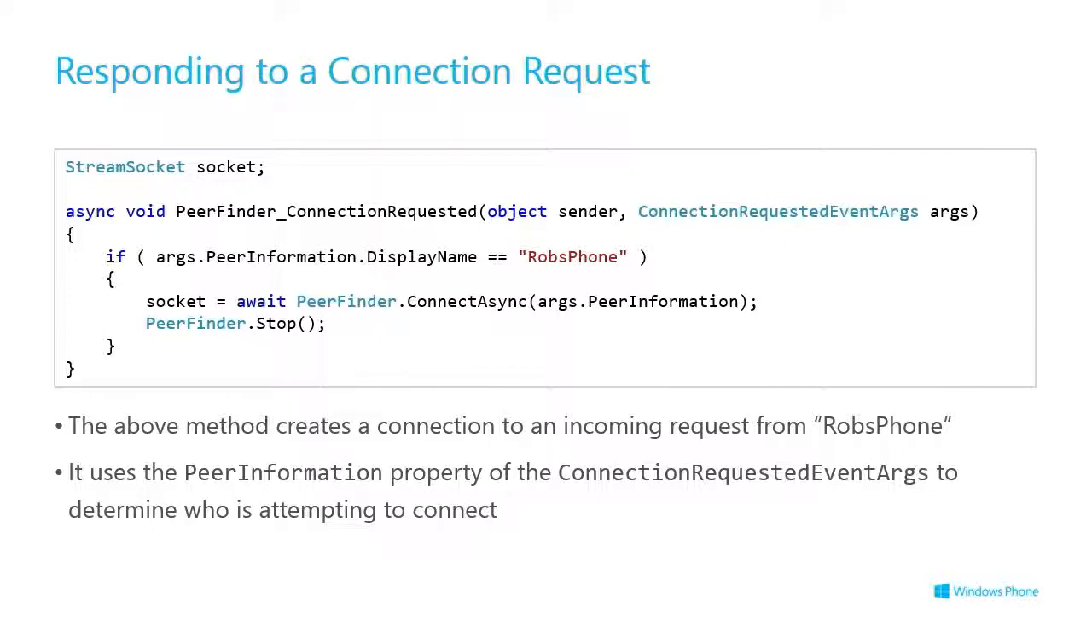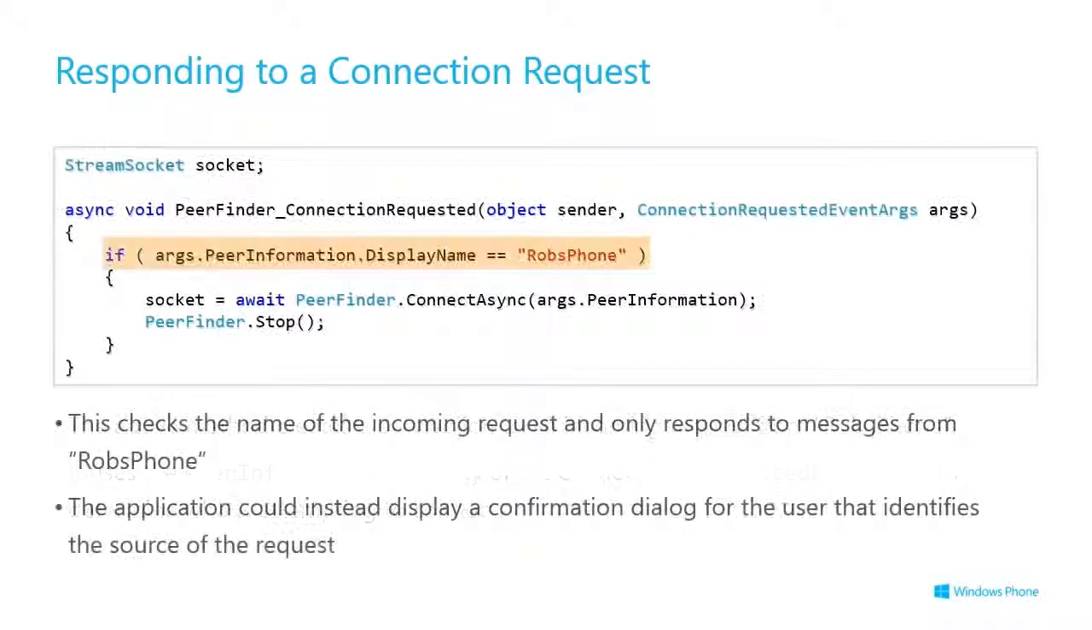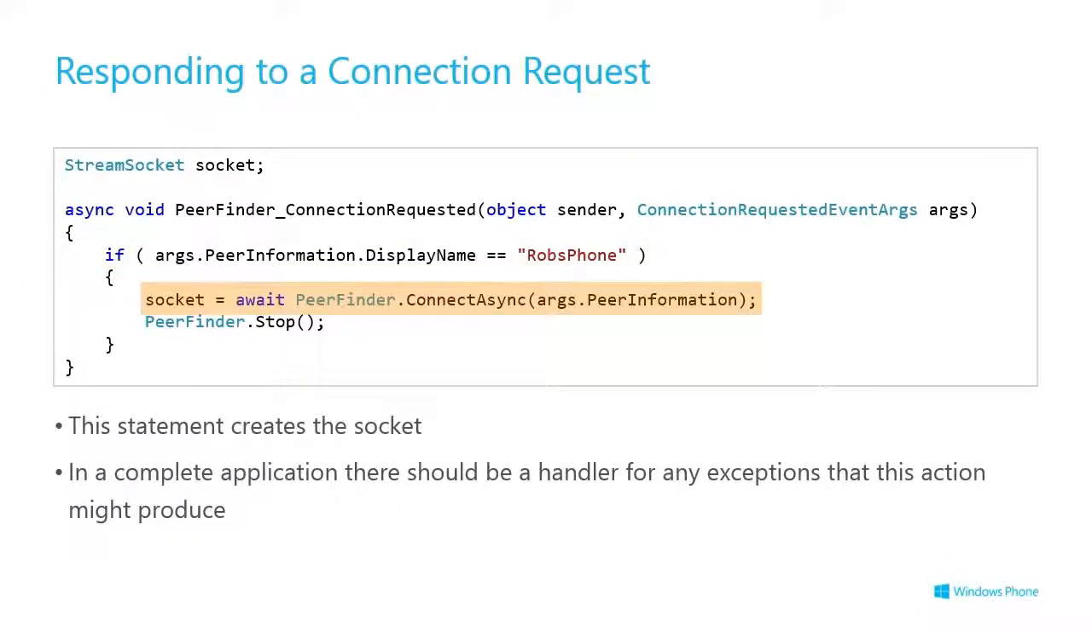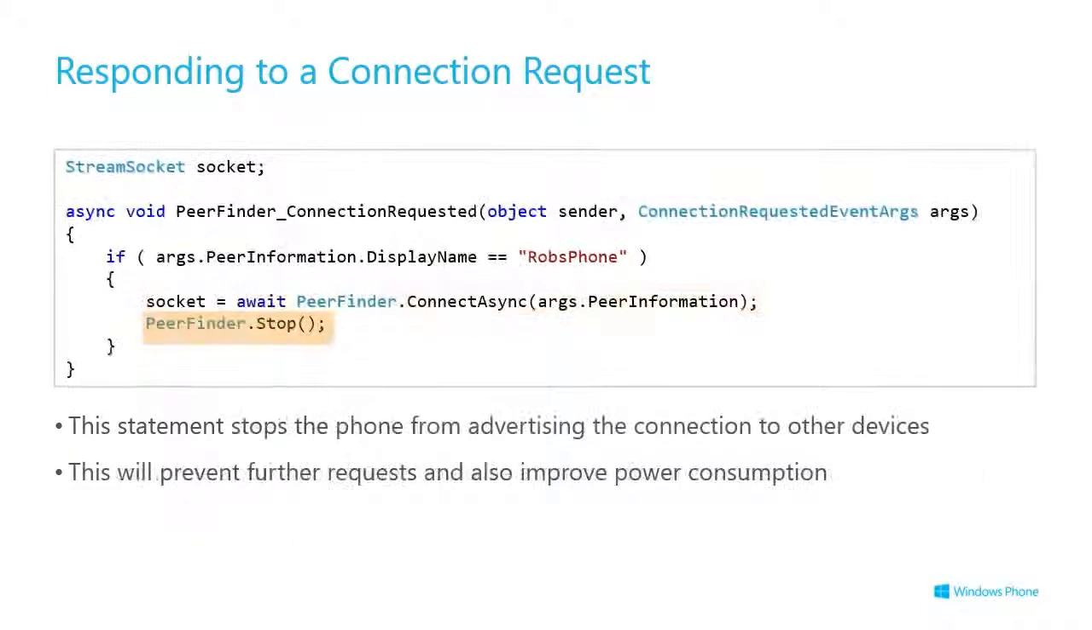Now it's important to understand that when you call peerfinder.stop, that doesn't drop the connection. Far from it. What that does is it stops the broadcast that says, "Oh, I'm available for connection." So for efficiency, you're saving battery by doing that, and making sure that no other peers could try and connect into you. So that checks the incoming request. We're limiting it to a hard-coded Rob's phone, and this is where we make that connection to create that stream socket, and then this is where we prevent further requests and also improve our power consumption.